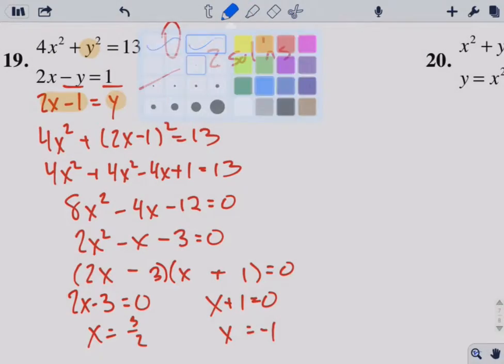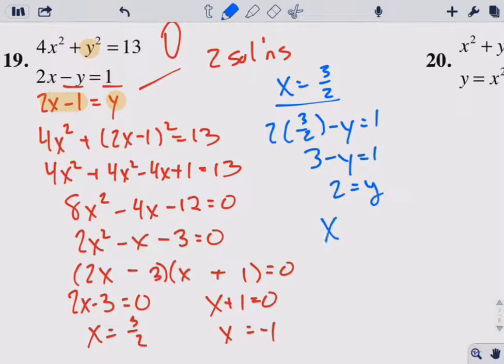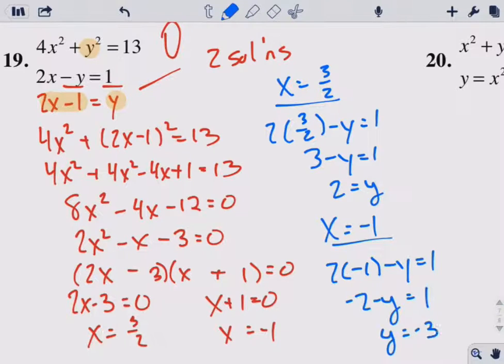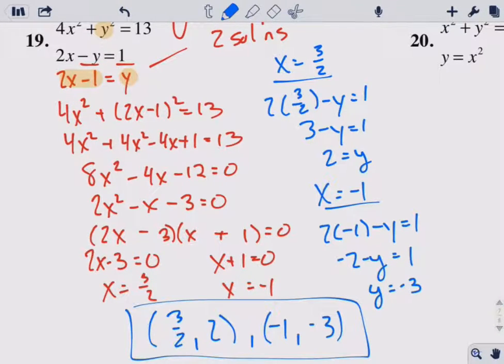So let's do that. If x is equal to 3 halves, that's 2 times 3 halves minus y is equal to 1, or 3 minus y is equal to 1, or 2 is equal to y. Or if x is equal to negative 1, 2 times negative 1 minus y is equal to 1. Negative 2 minus y is equal to 1. We get y is equal to negative 3. Okay, so what are my solutions? Solutions are (3 halves, 2) and (negative 1, negative 3). Those are my solutions.